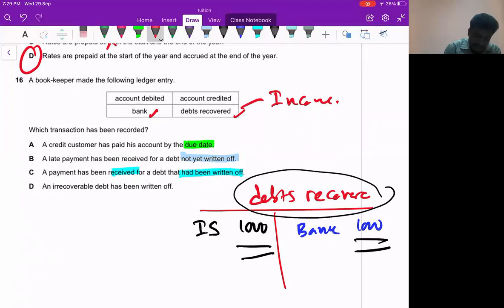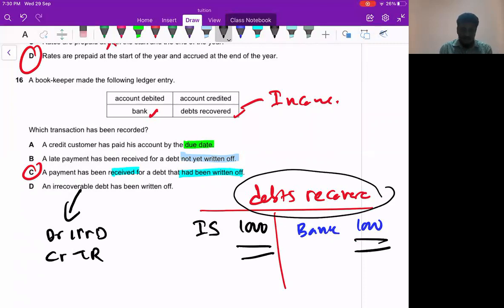Okay, answer is C. D, an irrecoverable debt has been written off. No, no, no. If an irrecoverable debt is written off, what is the double entry? We will debit the irrecoverable debt, credit the trade receivable. Nothing related. Okay, this is different. Question number 16, answer is C.